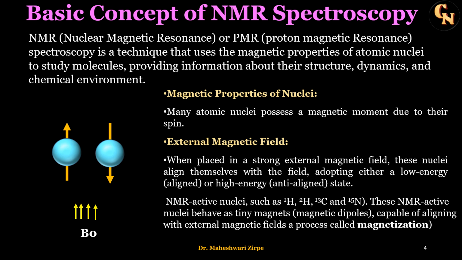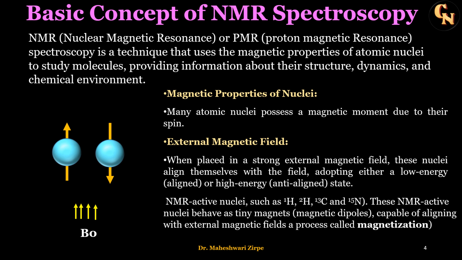Let us now understand what NMR actually is. NMR is a technique that uses the magnetic property of atomic nuclei to study the molecule, providing information about their structure, dynamics, and chemical environment. Here the atomic nuclei actually behave like a tiny magnet. Let us understand with the atoms which I have shown here.